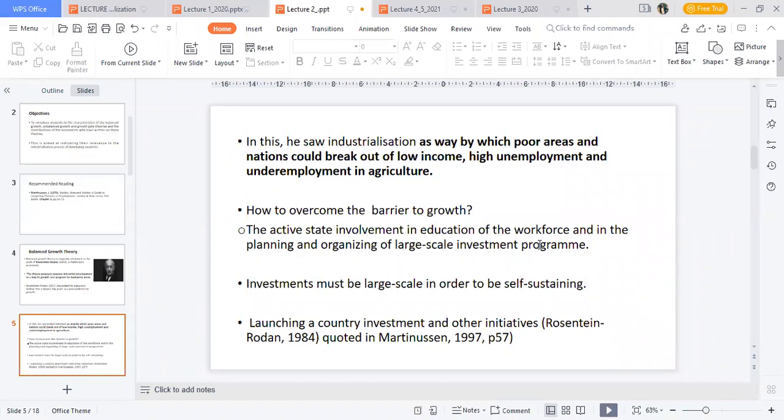Okay. Investment must be large scale in order to be self-sustaining. Meaning that it should be big enough and it should be sustaining. If it's not big enough to actually touch the rest of life, it can't be sustaining. Launching a country investment and other initiatives. So that is what I think our government is adopting.